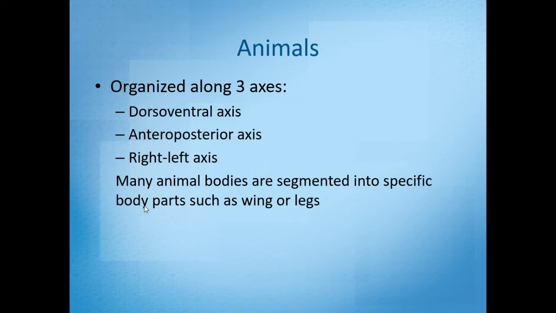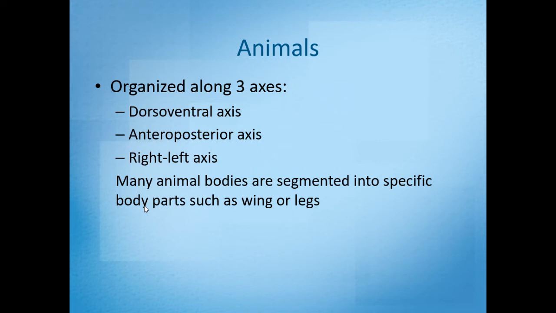Animals are organized along 3 axes. And these axes, if you've taken anatomy, you probably talked about them. Even in zoology, they touch on them a little bit. The dorsoventral axis, the anterior-posterior axis, and the right-left axis. Many bodies are segmented into specific body parts, such as wings or legs.